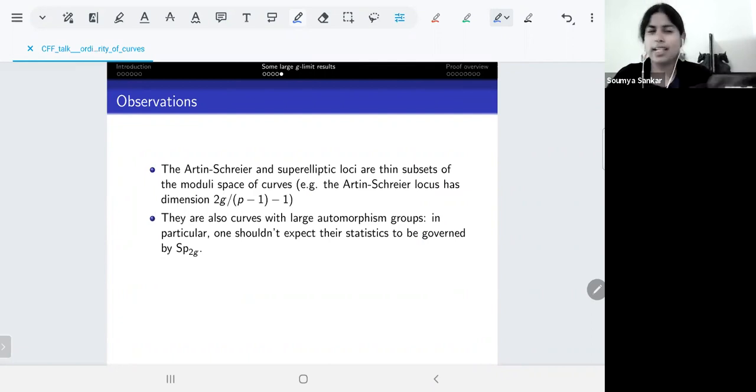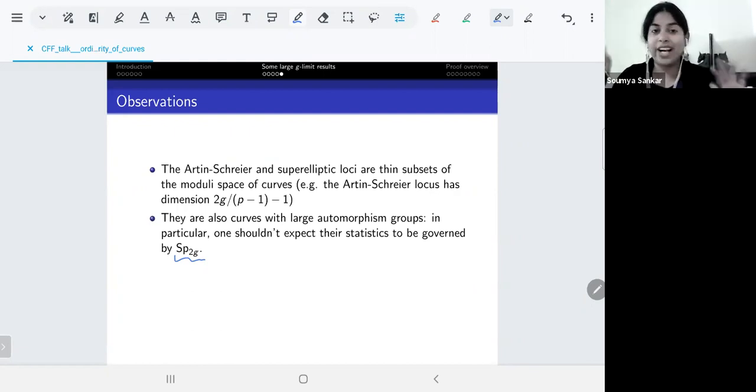So it's not the generic case anyway. There are also curves with large automorphism groups. So in particular, you shouldn't expect the statistics to be governed by Sp_2g. You shouldn't expect that calculating a heuristic for Sp_2g should give you something that predicts the proportion of ordinarity for Artin-Schreier or superelliptic curves.